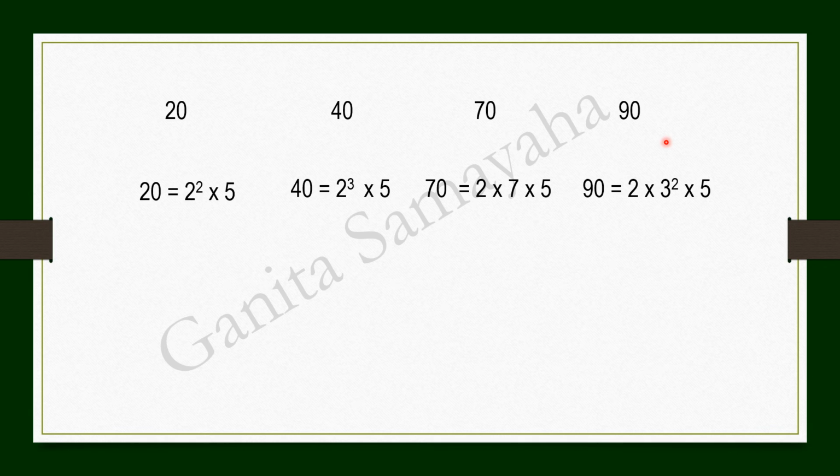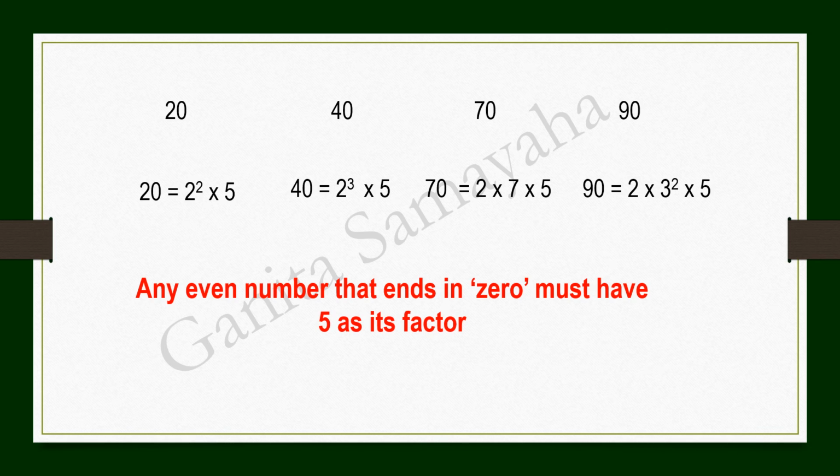So understand this properly. Suppose you are given any number, and if that number ends in 0, it must be an even number and it must have 5 as its factor. Any even number that ends in 0 must have 5 as its factor. So this is another concept that we have understood now. We use this concept to analyze whether a given number can end with 0 or not. Shall we do that?